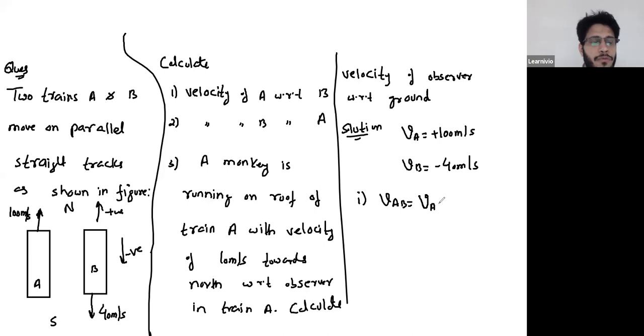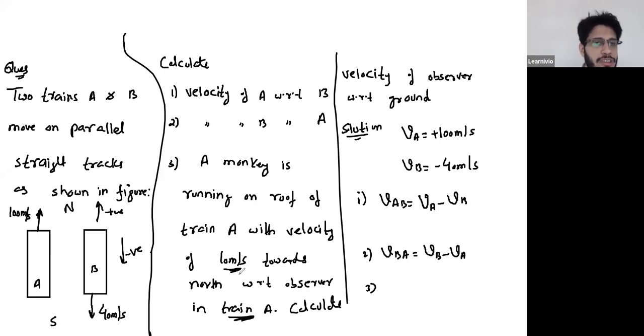VAB will be VA minus VB. In the second part, he's asking you to calculate VBA. That will be VB minus VA. In the third part, this 10 meter per second is not velocity with respect to ground. This is velocity with respect to an observer in the train.